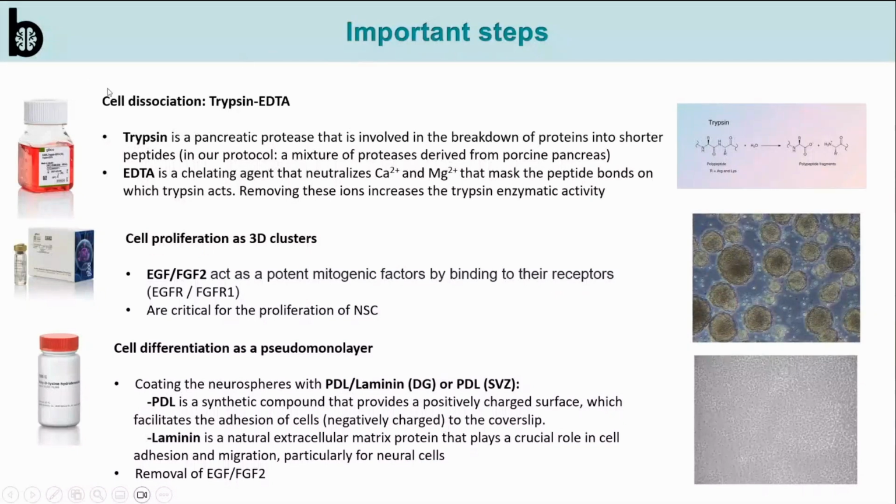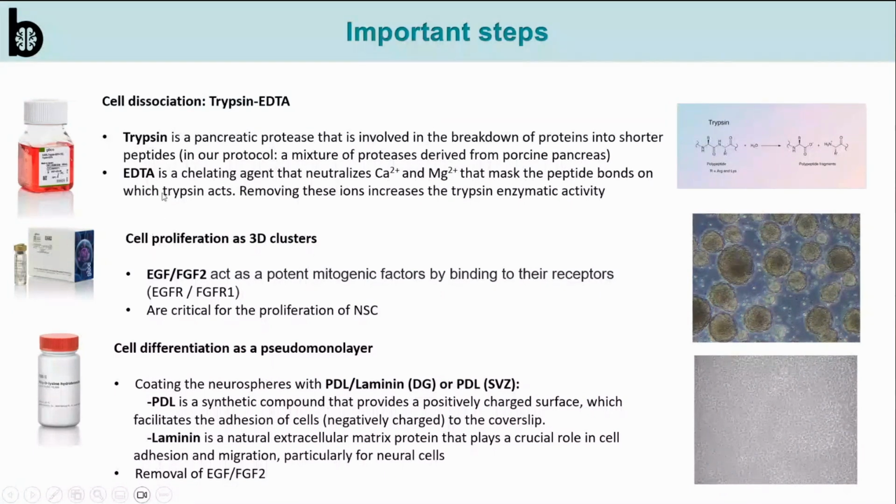As you heard, we sacrifice the animals and remove the tissue, and then we have to dissociate this tissue into individual cells. We use trypsin EDTA. Trypsin is a protease involved in the breakdown of proteins; it breaks them down into shorter peptides. In our protocol, this trypsin is derived from porcine pancreas. EDTA is a chelating agent, so it neutralizes calcium and magnesium, which increases the enzymatic activity of the trypsin. This is important for the dissociation.